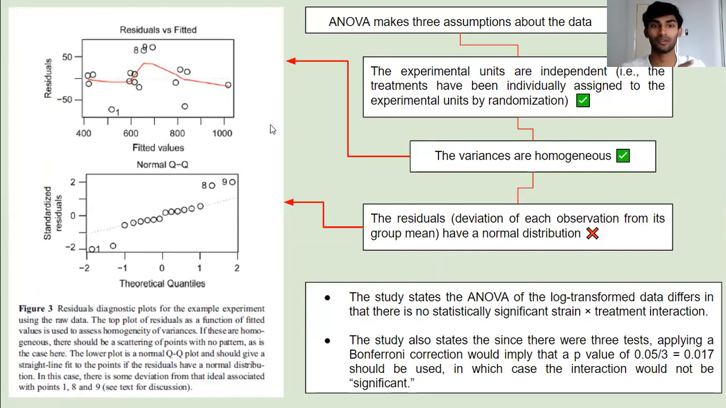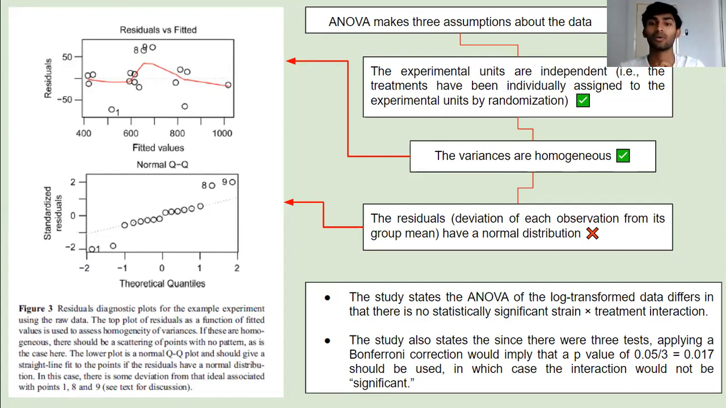We should look at the first figure over here, which is a residual diagnostic plot. If the variances are homogeneous, we are supposed to see a scatter of points with no pattern, which is exactly the case over here. How about the third assumption? The residuals, which is the deviation of each observation from its group mean, must have a normal distribution. In the second figure, the normal QQ plot, if they have a normal distribution, we are supposed to see a straight line fit. However, there is little deviation, as you can see in points number 1, 8, and 9 over here. So we did not fit all these three assumptions while doing this ANOVA.